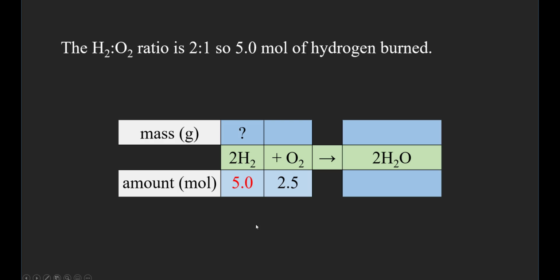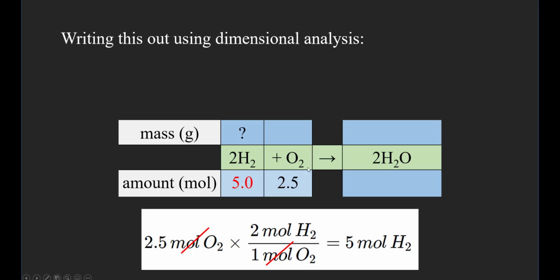To get used to writing this as a dimensional analysis equation, I'm going to go ahead and write it out and say, all right, I start with 2.5 moles of oxygen. A ratio of hydrogen to oxygen is 2-to-1, the mole ratio. Therefore, 2.5 times 2 gives me 5 moles of hydrogen. This feels a little unnecessarily complicated, but it might help you later when you really need it.